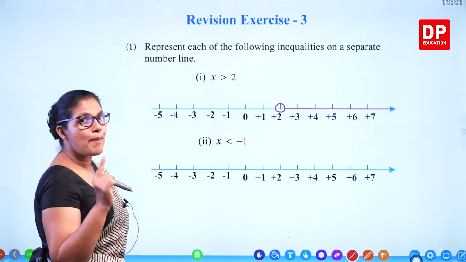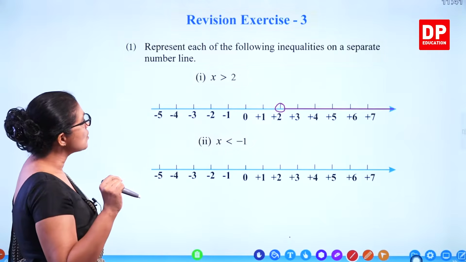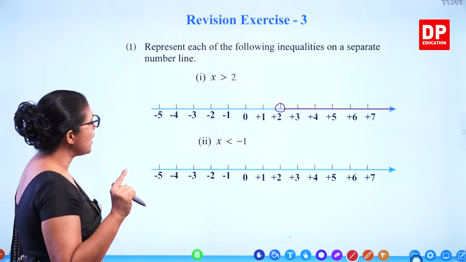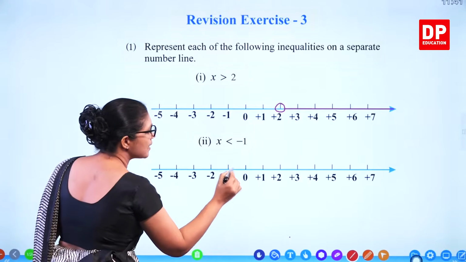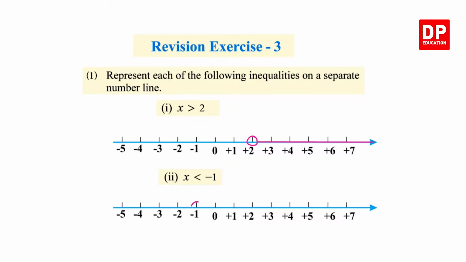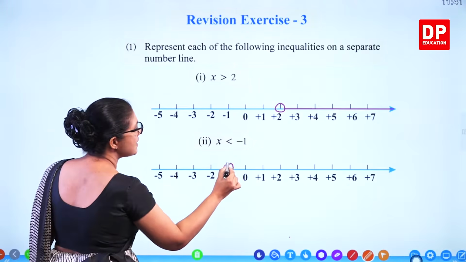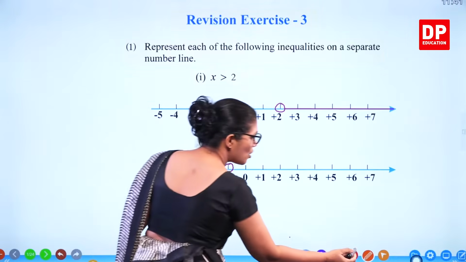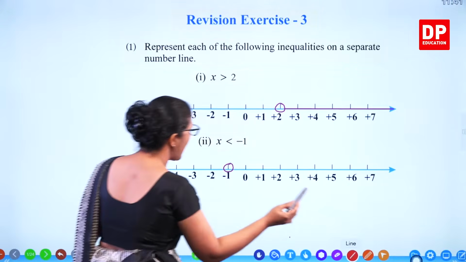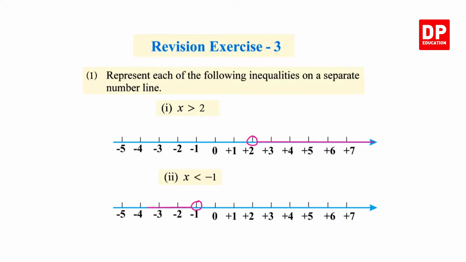X less than minus 1. So minus 1 is not included, so we draw an open circle here, and then less than. Less than means towards the left hand side. So you have to draw the arrow towards this side.